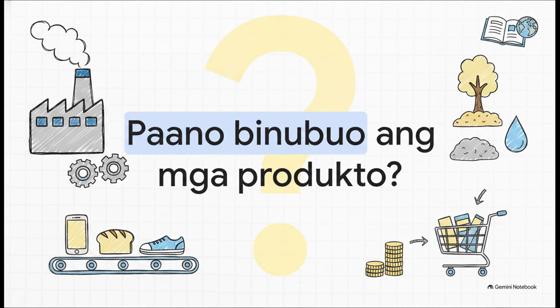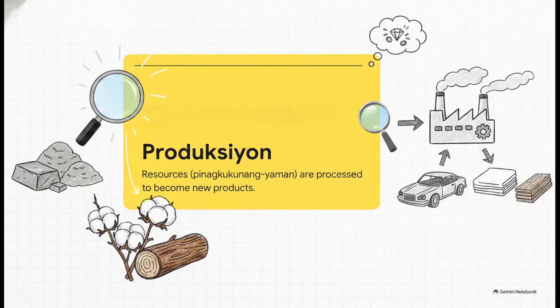To really get this, we need to answer one fundamental question pulled straight from the text. Paano binubuo ang mga produkto? Let's break that down, word for word. Paano means how, binubuo means made or formed, and mga produkto are products. So, simply put, how exactly are products made? Well, the answer is Produksiyon. Produksiyon is the economic activity where raw resources are processed to become entirely new products.